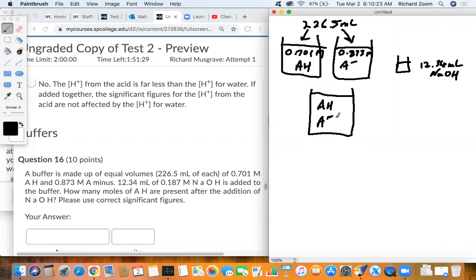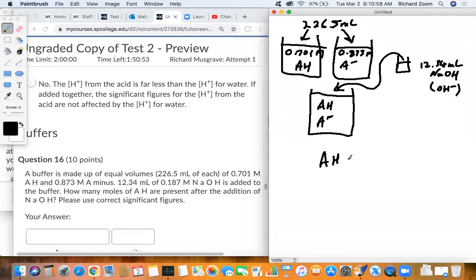Because I think all we're interested in is how many moles of AH are going to be present after the reaction has occurred. But yes, if we were to put it together, it would be double that volume. And what we're doing is adding the sodium hydroxide to that buffer mixture right there. That's why I drew it out. So what's the sodium hydroxide going to interact with? Well, sodium hydroxide is OH minus. So it's not going to interact with the A minus, it's going to interact with the AH.